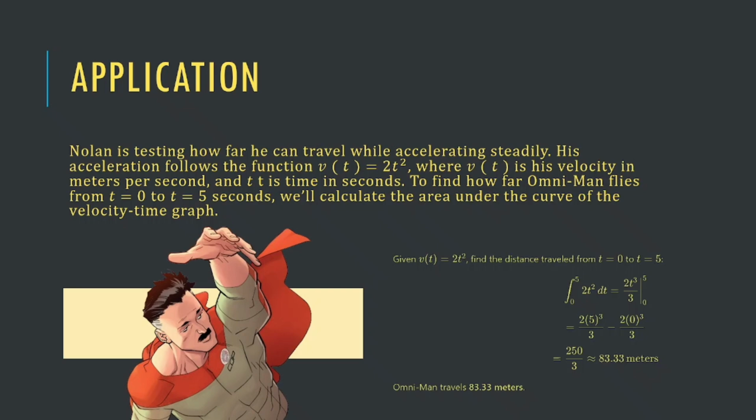So, we are going to integrate this first before we subtract. So, we'll get 2t cubed over 3. Now, we subtract the lower boundary from the upper boundary, and we'll get approximately 83.33 meters. So, that's the constant of integration and definite integral.